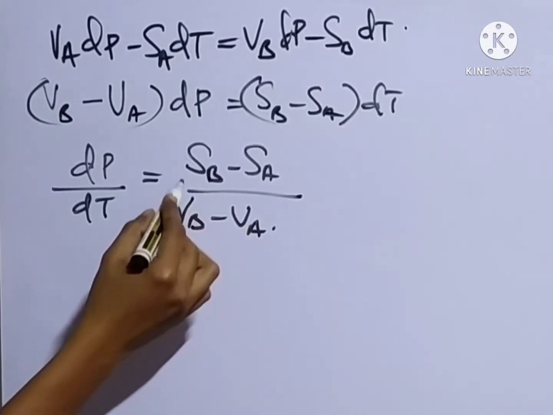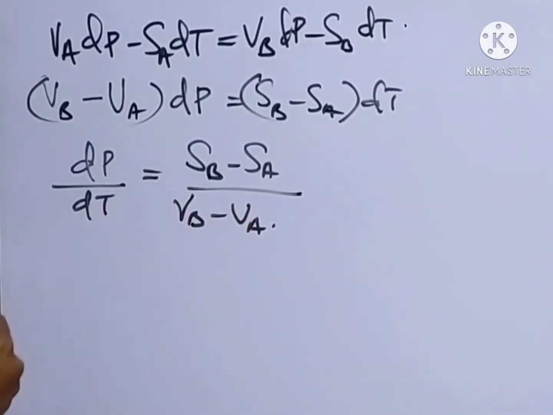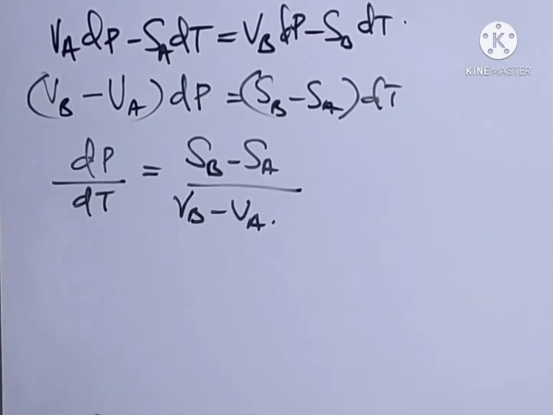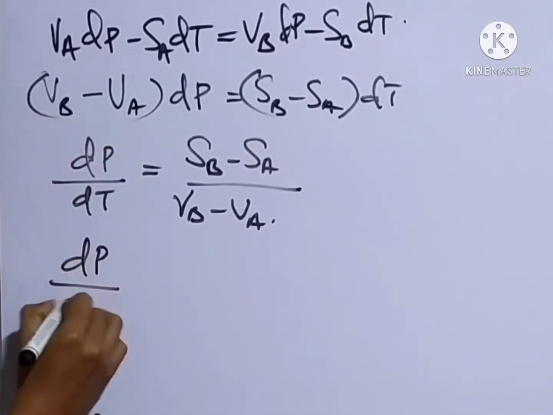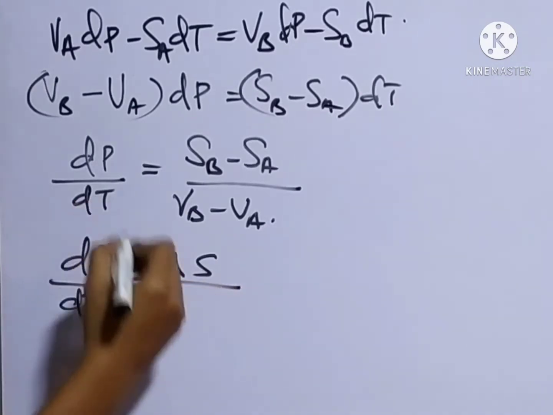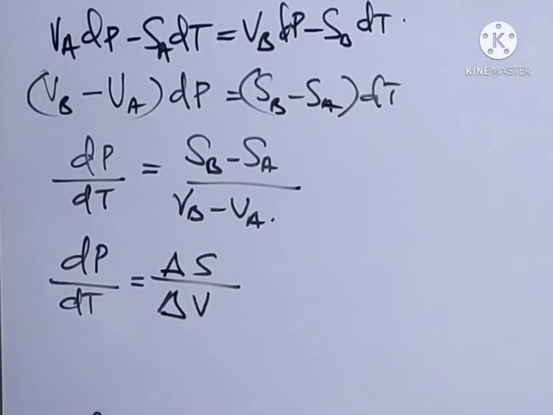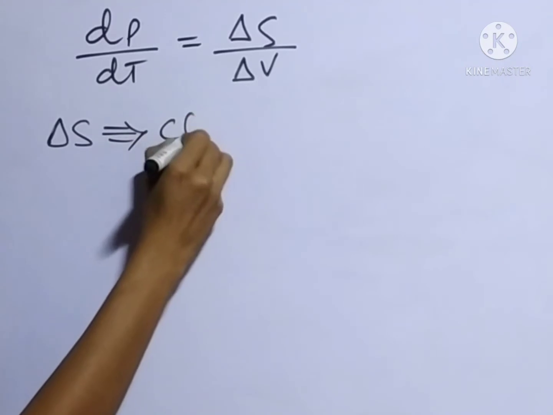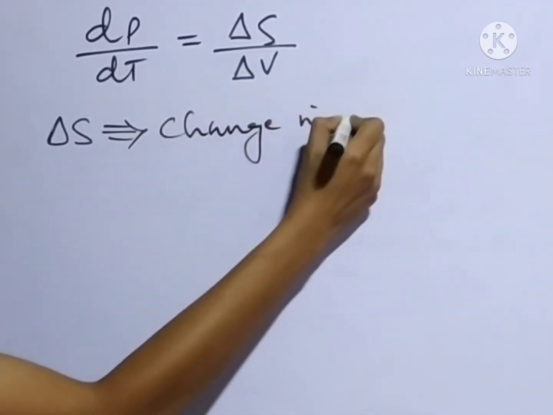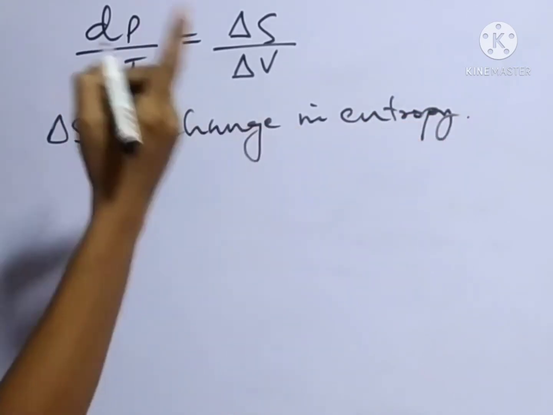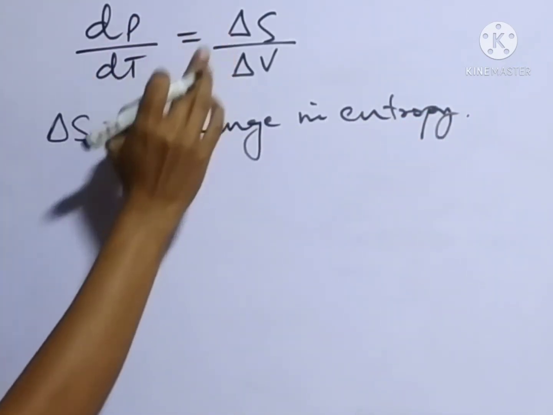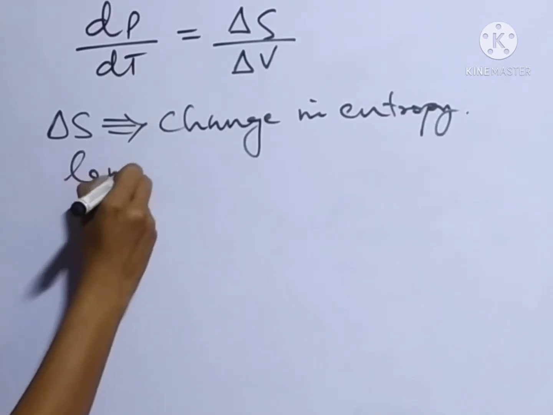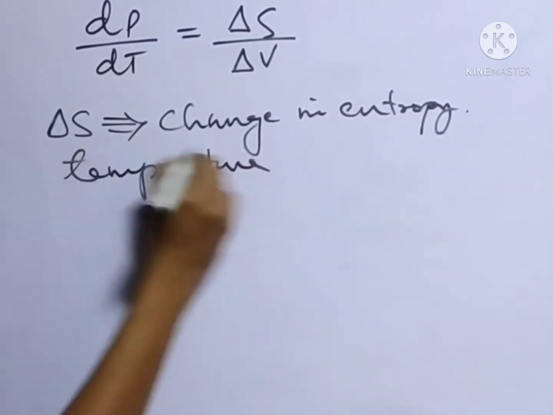SB and SA are entropies of the phases B and A, and VB and VA are the volumes of the phases B and A. So we can write dP divided by dT equals change in entropy delta S divided by change in volume delta V. Here delta S is the change in entropy of the phase equilibria at a particular temperature T.